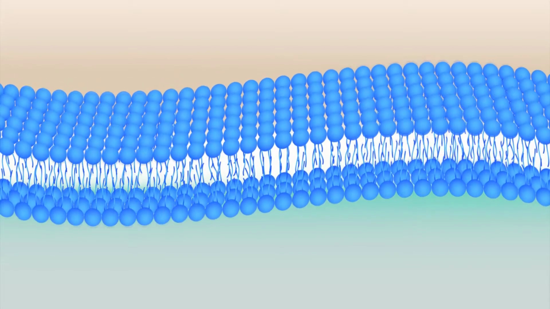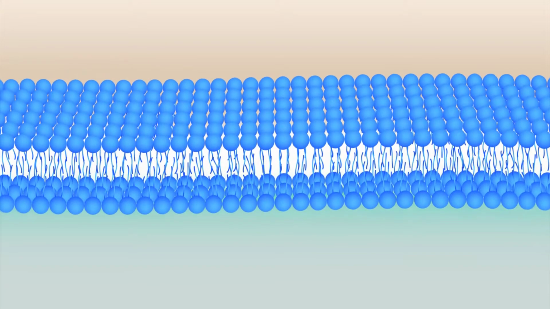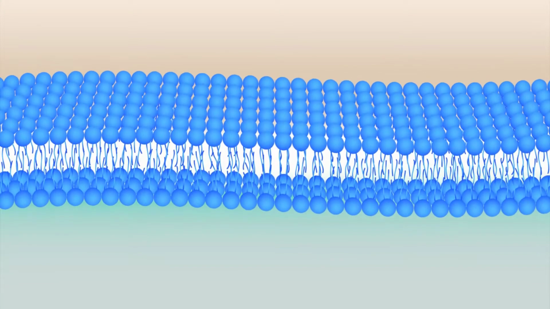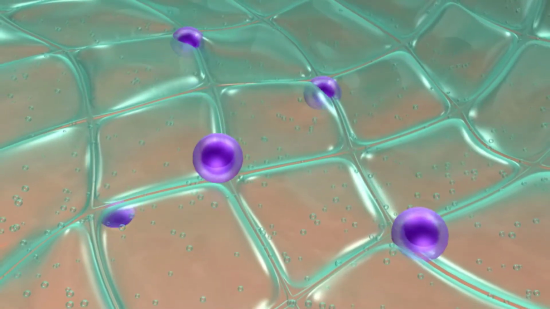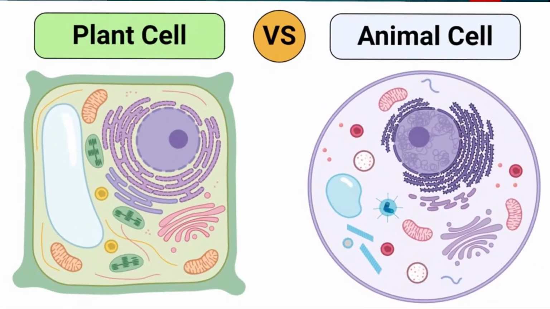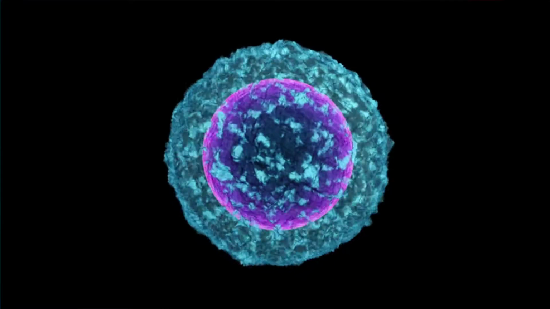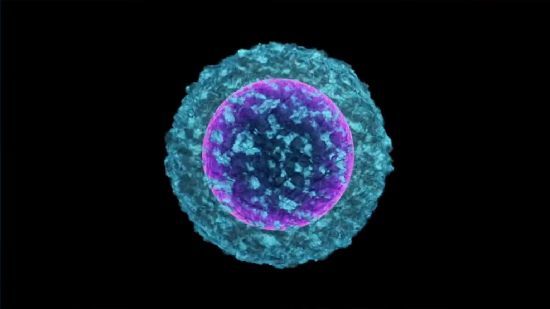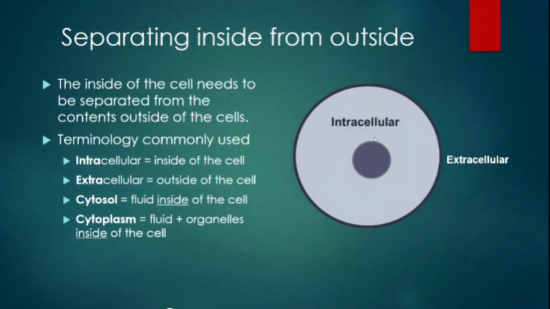All cells have a plasma membrane. This membrane is a bilayer of phospholipids scattered about with proteins. The outer layer regulates the exchange of substances between the cell and its surroundings. Both plant and animal cells have a plasma membrane. The inside of the cell needs to be separated from the contents outside of the cell. The word intracellular means inside of the cell. The word extracellular means outside of the cell.